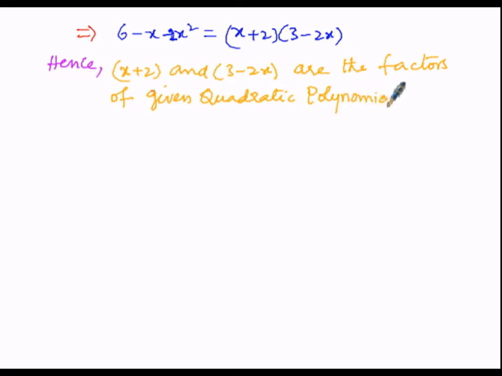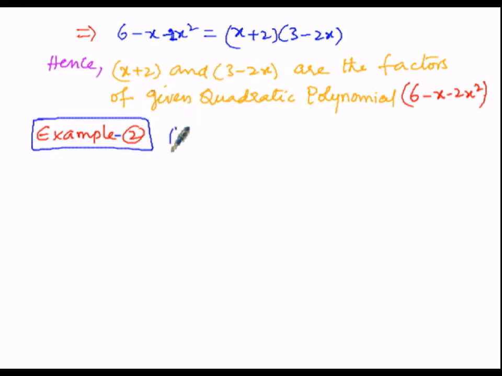that is 6 minus x minus 2x square. So in this manner, we got x plus 2 and 3 minus 2x as the factors of the polynomial which is given as 6 minus x minus 2x square. Then similarly, let us go for example number 2 of factorizing the given quadratic polynomial.